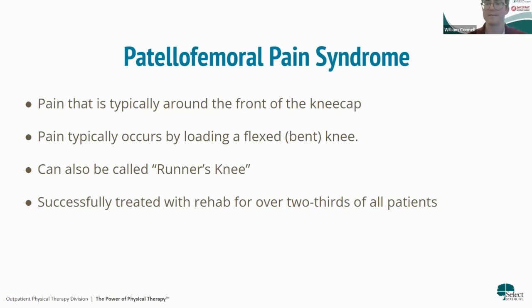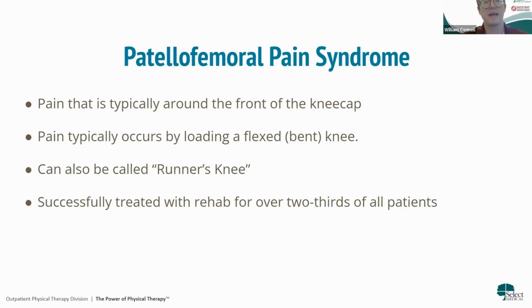All right, next up, we're going to talk about patellofemoral pain syndrome. That's pain that we typically see right around the front of the kneecap. It can be on either side, but typically right in the front is where we hear most about it, maybe behind the kneecap. It's commonly called runner's knee, although it doesn't have to be a problem that's caused by running. But it does typically cause some pain when you're loading a flexed or bent knee.